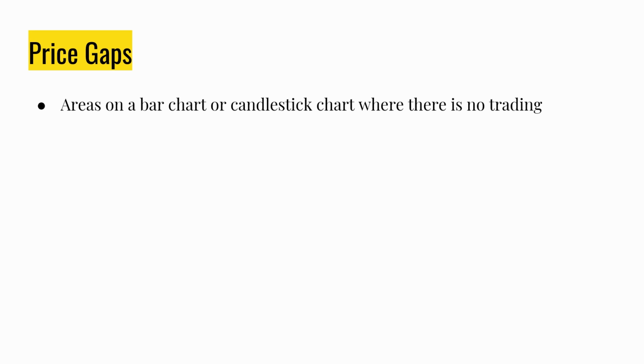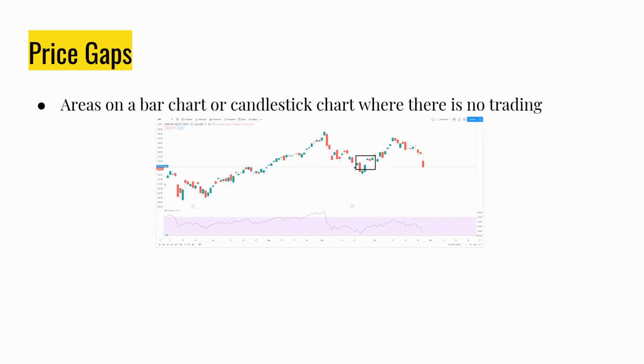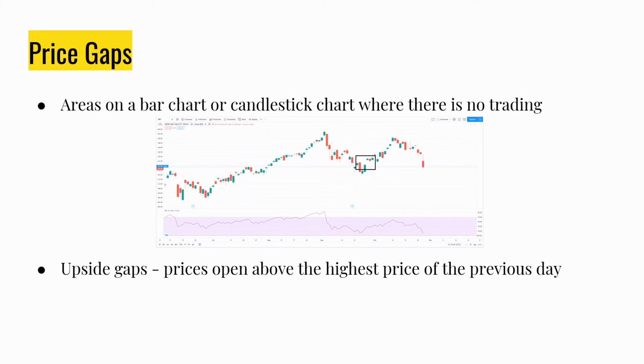Now, let's talk about price gaps. Price gaps are defined as areas on a bar chart or candlestick chart where there is no trading. For instance, in the black box, we see a gap as the next day opened higher than the previous day's high. Also, there are two types of gaps. The first type of gap is called the upside gap, and this is when prices open above the highest price of the previous day. So the black box will be an example of an upside gap.